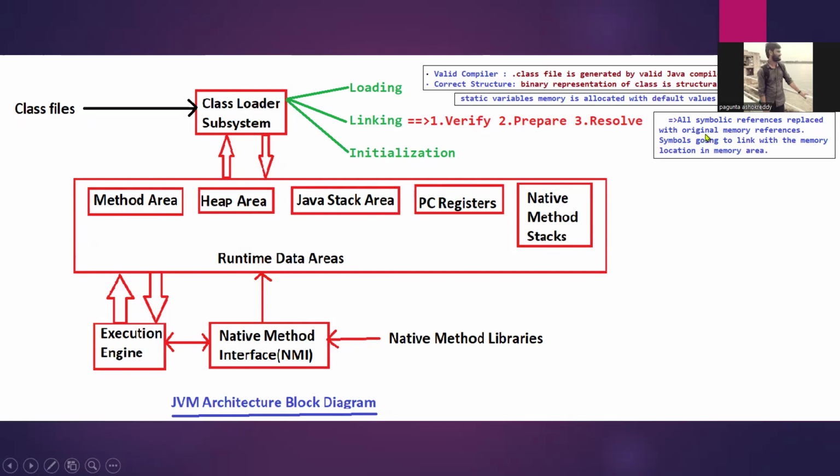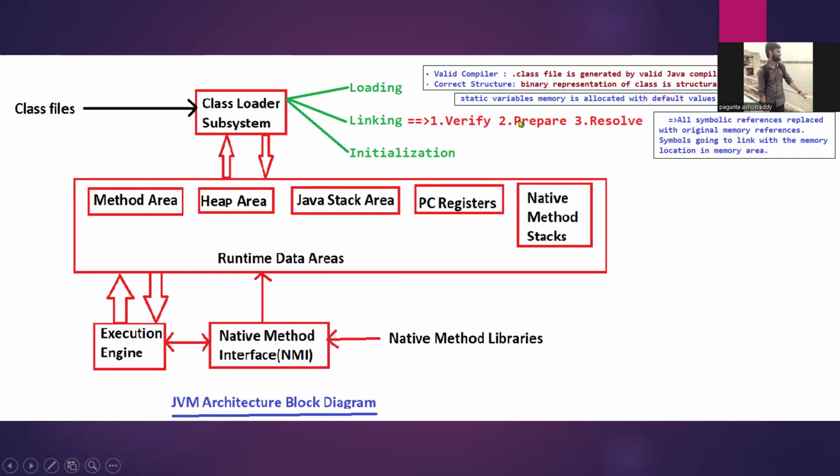All static references replaced with original memory references. Symbols are going to link with the memory location in the memory area, nothing but runtime data area. But in a real-time example like employee, the machine is not going to realize that, okay, all symbolic references are replaced. What will happen? Linking checks whether the dot class file is valid or not, whether the structure is correct or not, and whether the correct format is there or not.